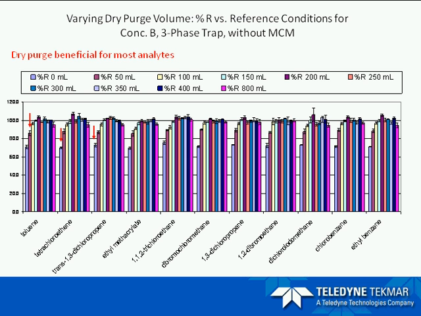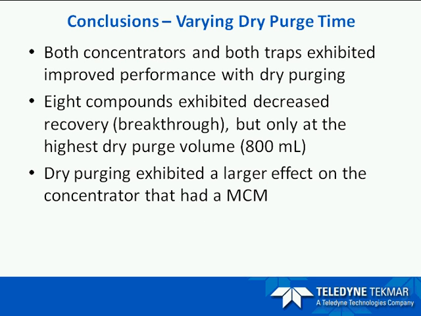Now, the data in this plot of analytes eluting in the middle of the chromatogram was collected on a hydrophilic 3-phase trap using Concentrator B without an MCM employed. You can see in the region indicated by the red arrows, and this follows all the way down along all of these plots in the same region, all of the analytes benefit from some dry purge. This finding was unexpected. EPA did not feel that this would happen with the use of a hydrophilic trap. That was a very interesting finding.